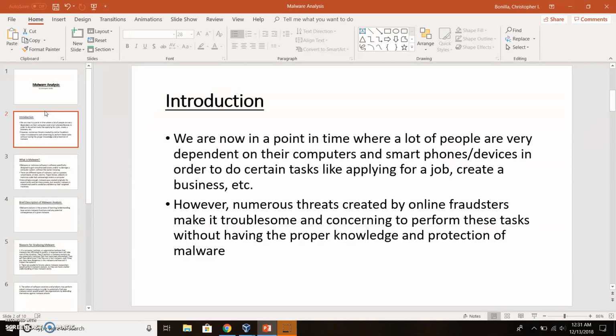So, we are now in a point in time where a lot of people are dependent on their computers and smartphones and devices in order to do certain tasks, like applying for a job, creating a business, etc. However, numerous threats are created by online fraudsters that make it troublesome and concerning to perform these tasks without the proper knowledge and protection of malware.